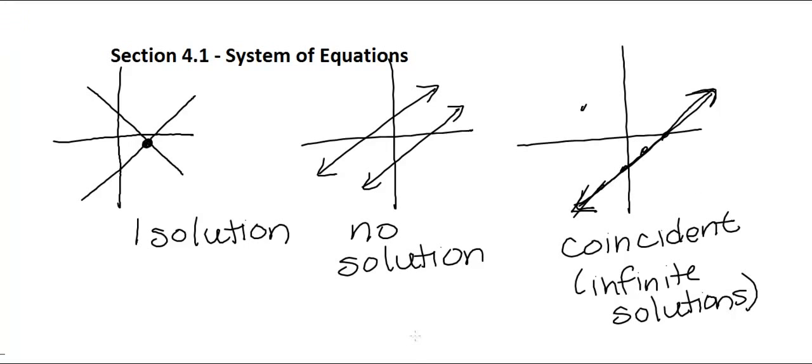Just for vocabulary's sake, the case where there's no solution, we call that situation inconsistent. Okay, and for the one solution case, it's consistent, but again, there's just one solution. You don't have to create any kind of fancy name for it.